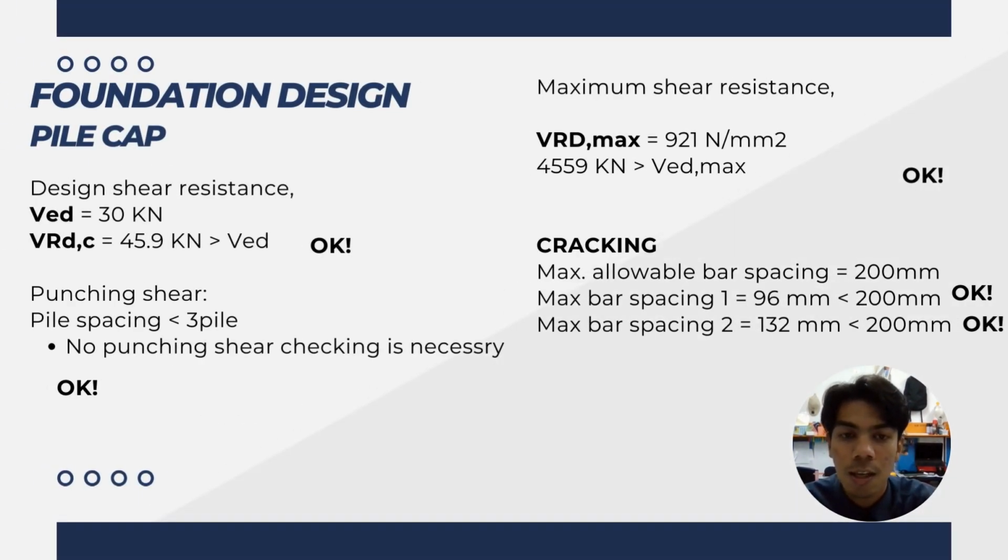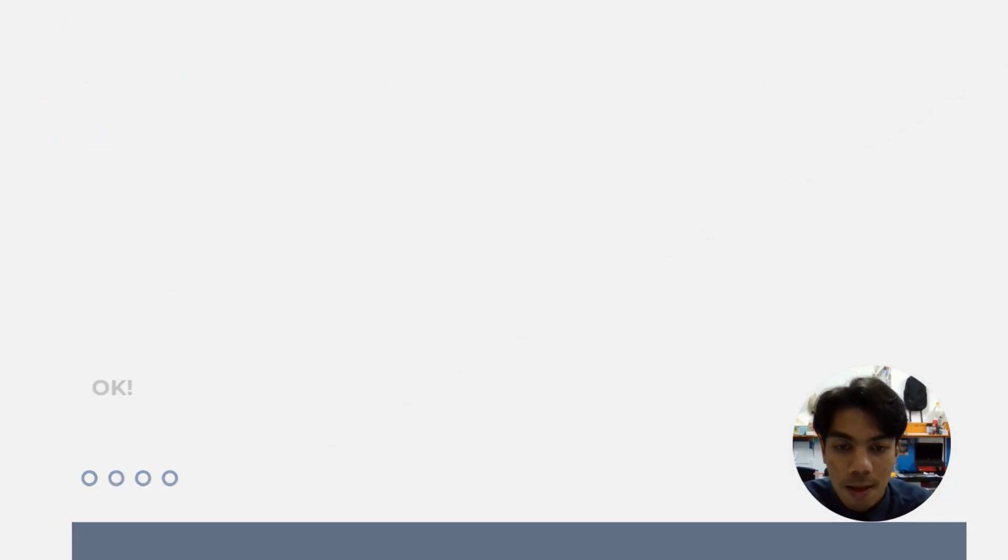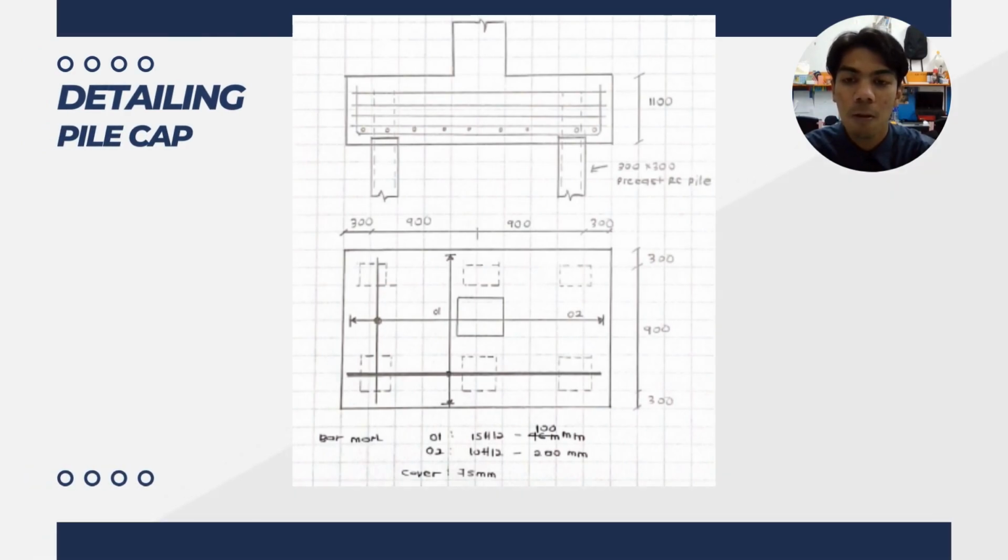For the design shear resistance, VED is 30 kN and VRDC is 45.9 kN. VRDC is bigger than VED, is okay. For punching shear, no punching shear check is necessary, is okay. For the cracking, maximum allowable bar spacing is 200 mm. Maximum bar spacing 1 is 96 mm, less than 200, is okay. Lastly, maximum bar spacing 2 is 132 mm, less than 200, is okay. This is our detailing for pile cap.